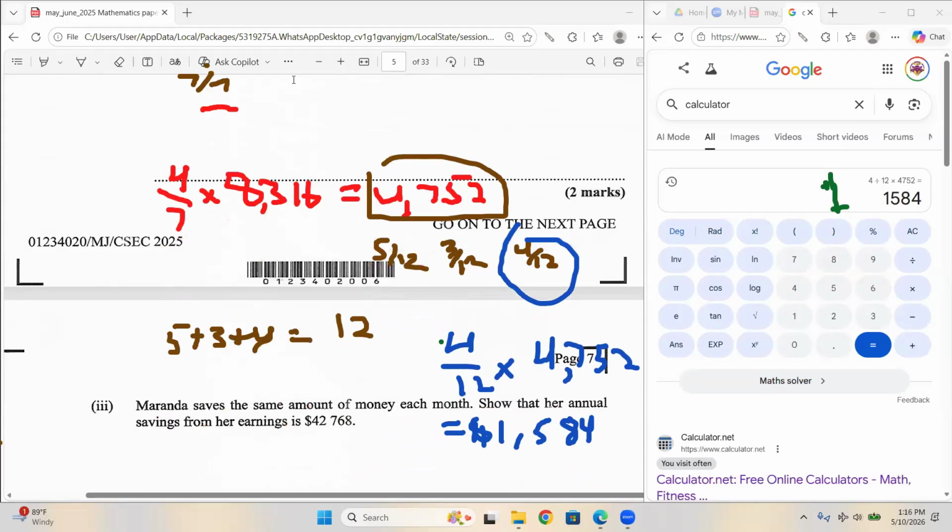Here's what I'll do. I'll write some of these figures on the side just in case I need them for this other part, because I may need 4,752 and 1584.